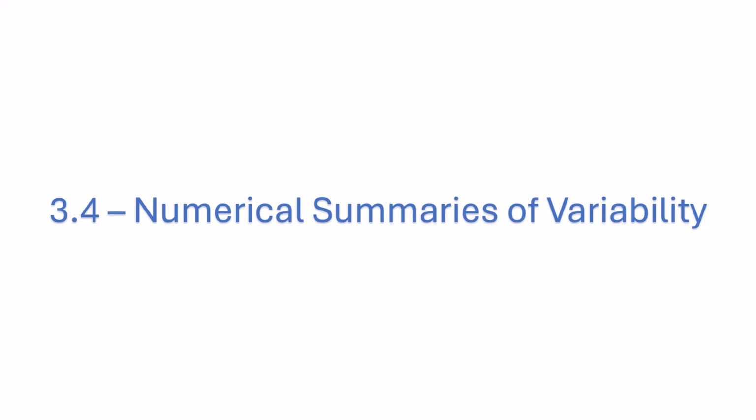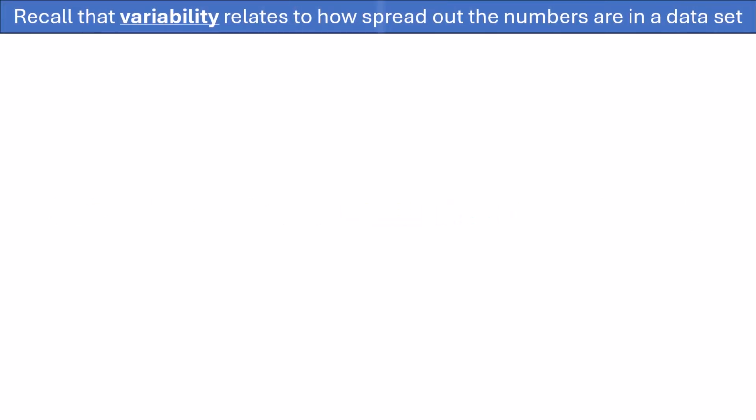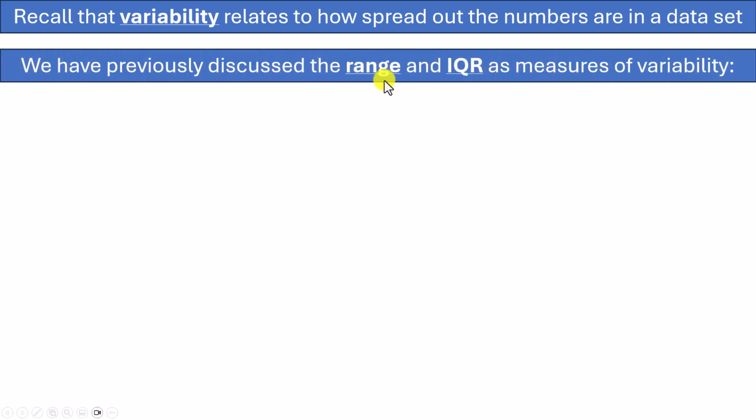Welcome, my friends! In this video, we'll be discussing section 3.4, Numerical Summaries of Variability. Recall that variability relates to how spread out the numbers are in a dataset. We have previously discussed the range and the IQR, or interquartile range, as measures of variability.